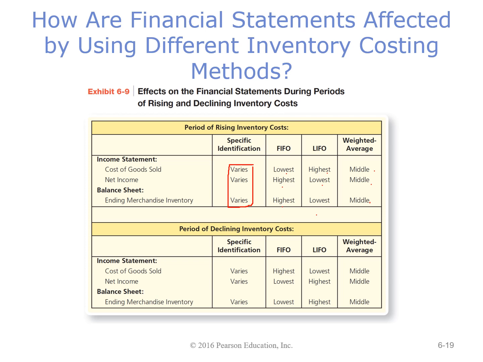On the other hand, in a period of declining inventory cost, as you can see here, it will vary in the specific identification. In FIFO, the cost of goods sold will be highest, net income will be lowest, and ending inventory will be lowest. LIFO will have the lowest cost of goods sold, highest net income, and highest ending merchandise inventory, and the weighted average will also be in the middle.